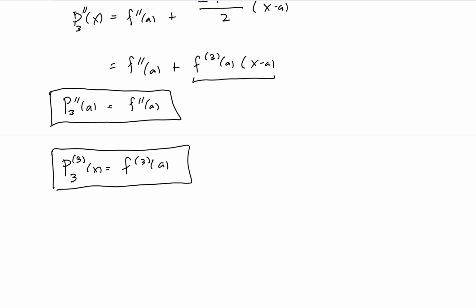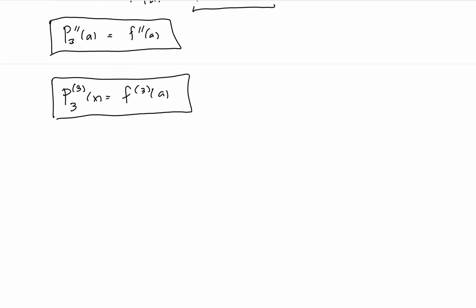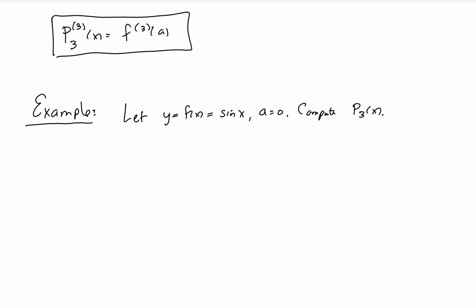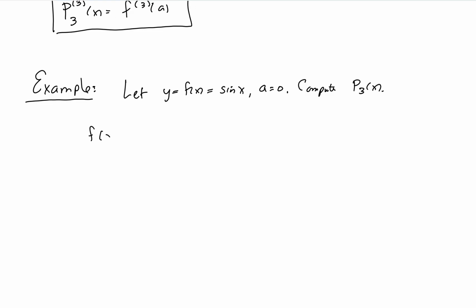But now let's go ahead and calculate some examples of Taylor polynomials so we see how this works. So let's let our f of x be sine x. Let's let a be equal to 0. And let's compute P3 of x. So what we need is we can make some columns here. So this function is sine x. And then we evaluate it at 0. Well, sine of 0 is 0.